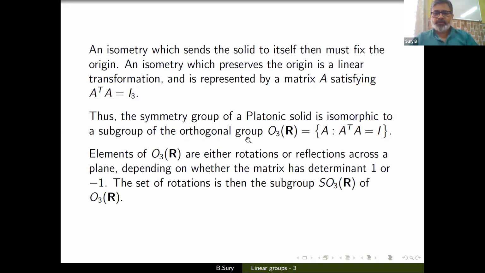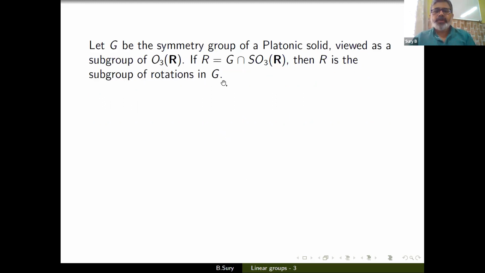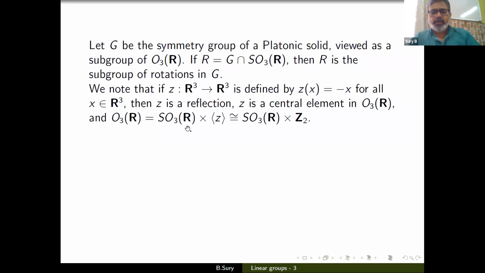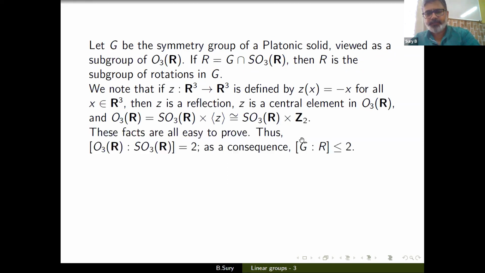So the symmetry group is a subgroup of the orthogonal group. Elements of it are either rotations or reflections across a plane, depending on whether the matrix determinant is 1 or minus 1. If we take just the rotations, this is of index 2, this is SO3. Take the symmetry group of a Platonic solid viewed as a subgroup of O3, then look at the subgroup of rotations, that is, only those in SO3. We note that if x goes to minus x, then it's a reflection and it's an element in the center of O3, and then O3 is isomorphic to its subgroup of index 2 cross this central element.